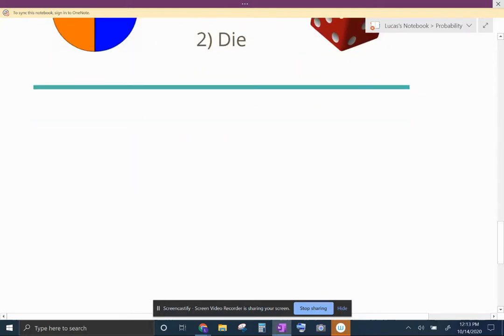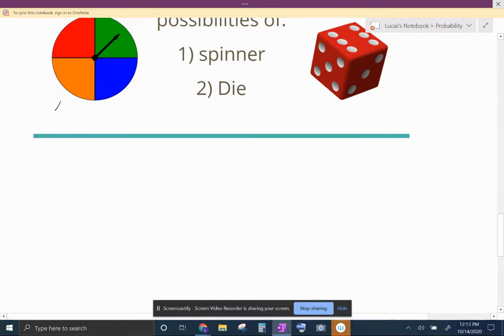All right. Well, let's see it. So first we're going to spin a spinner. On this spinner, we have red, green, blue, and orange. And then here we have 1, 2, 3, a 4, a 5, and a 6 on the side. Okay? So let's do our list.